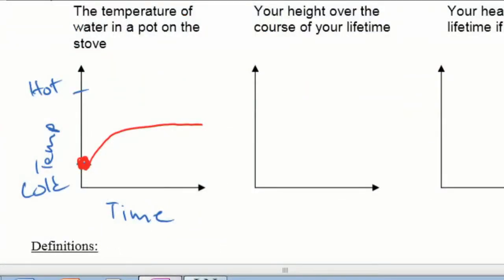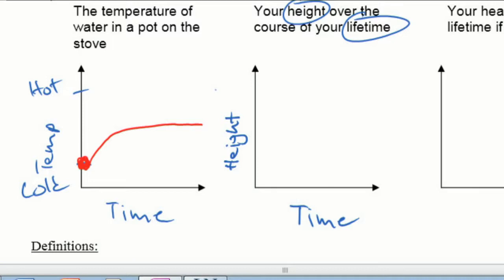All right, the next one says your height over the course of your lifetime. So again, we need to label our axes. And this one's saying your height and then your lifetime. So lifetime sounds like time. So I'm going to put time down here on the bottom. And then what are we trying to measure? Well, the other thing is height. So I'm going to put height over here. And I've labeled my axes.